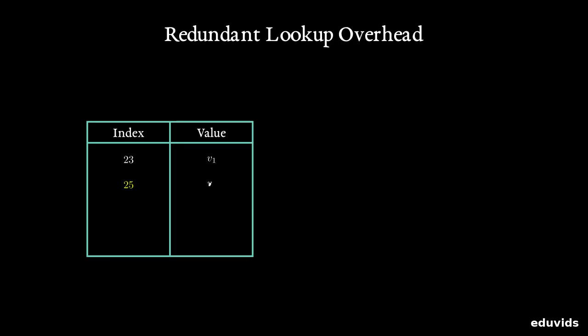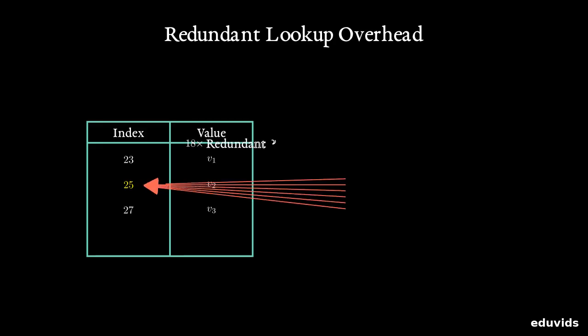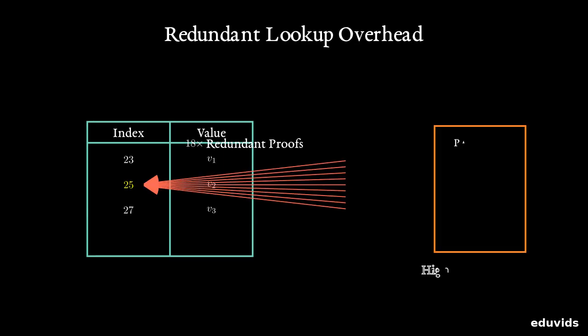Proving that these pieces exist in our database is expensive. Imagine looking up a word in a dictionary. You find the page, then the column, then the row. In a proof, you have to verify every single step of that search individually. If you have 18 pieces, you are repeating the same index lookup 18 times.